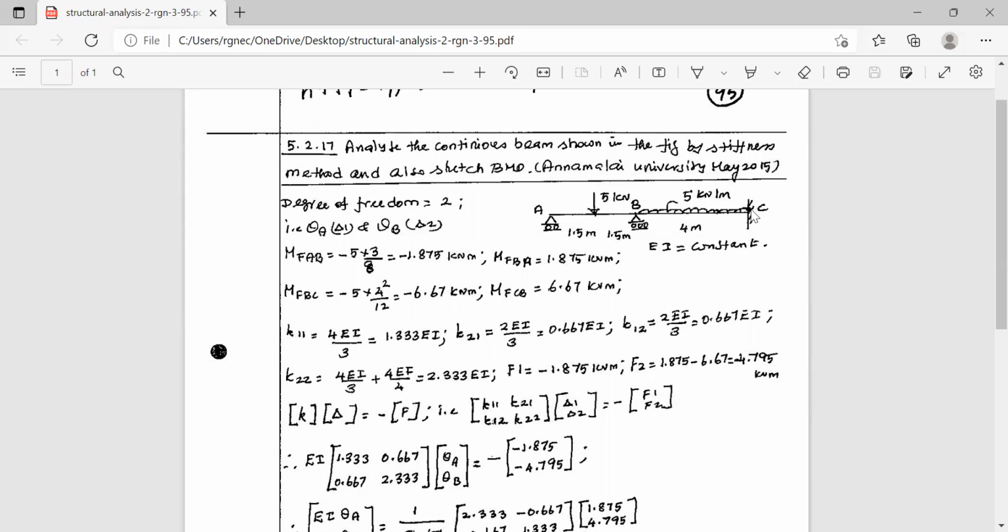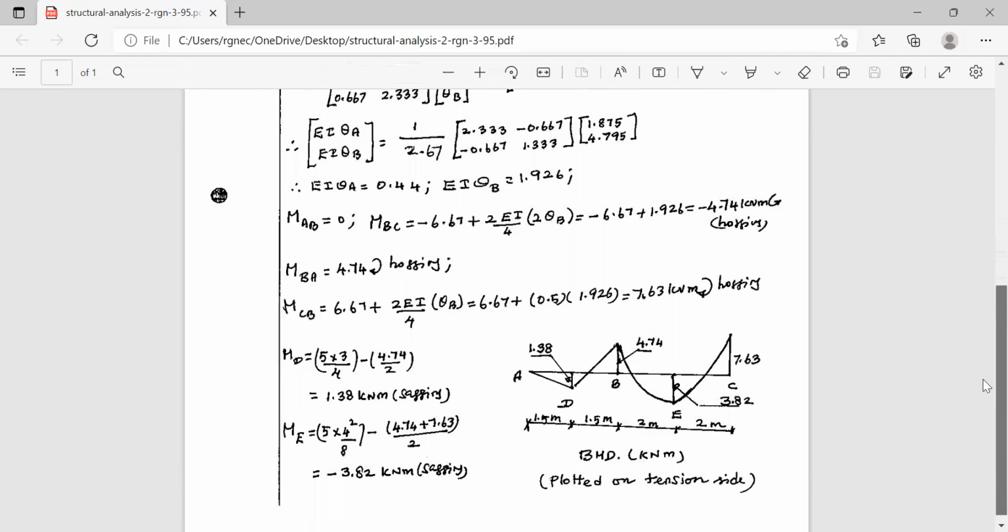M of CB. This is clockwise. Clockwise means positive. And this clockwise will cause tension at top. Therefore, it is hogging moment. Positive means clockwise. At C, clockwise means tension at top. Therefore, it is hogging. Now we have listed these moment values here.